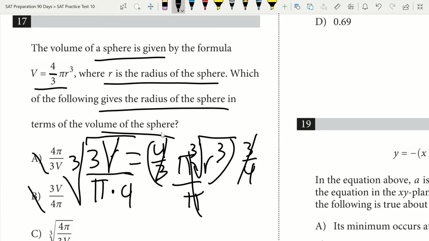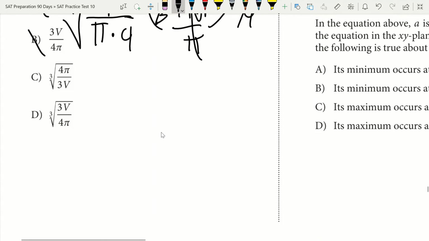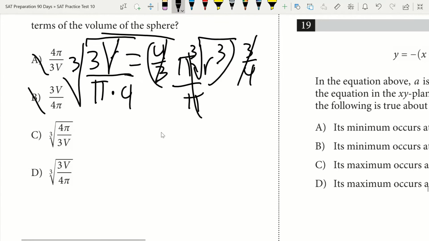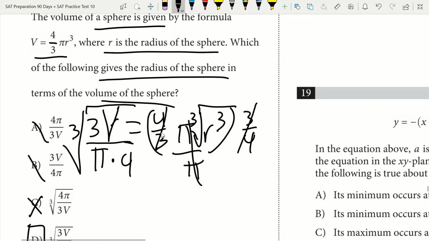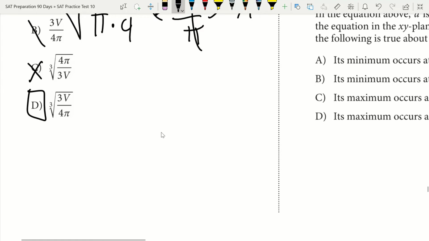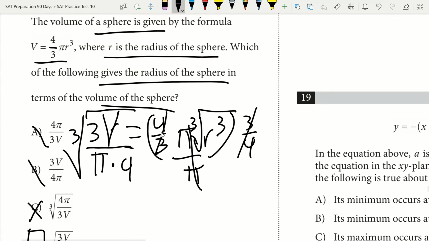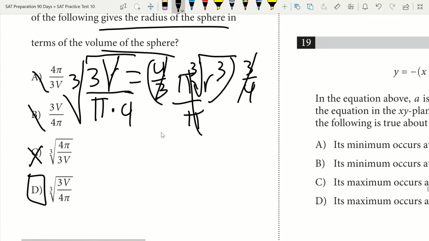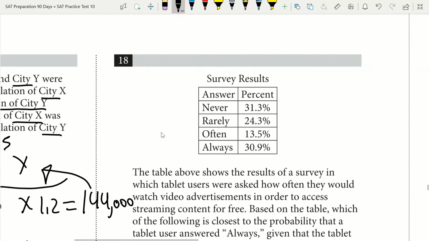I see that A and B don't have a cube root, so I can get rid of them. Next, I see that C has 4 pi on top, but 4 pi has to be on the bottom, so D will be my correct answer. That one is question 17, and the answer there is going to be D. The key part there is understanding how to manipulate variables to get to the correct answer. If you understand that, you're going to be perfectly fine with questions similar to question 17 on the SAT.